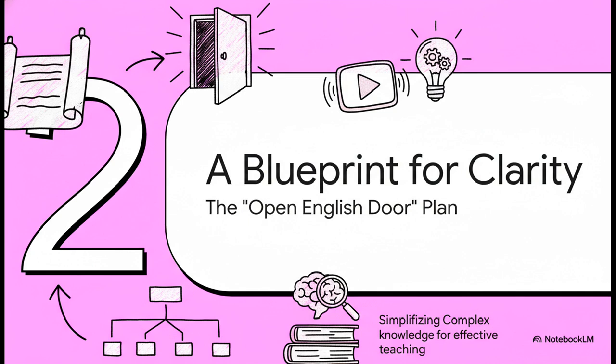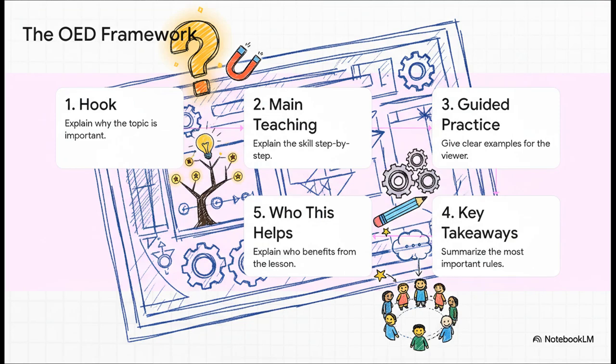You need a framework. And for that, we're going to look at a totally different kind of source, a production blueprint from the YouTube channel Open English Door. It's designed for one thing, creating super clear, simple lessons. This blueprint gives us this beautiful 5-step structure. It makes us think not just about the what, but about the how, the learning experience itself. You start with a hook. You give the main lesson. You practice it. You wrap it up with key takeaways. And you're clear about who it's for. This is our road from complex to clear.